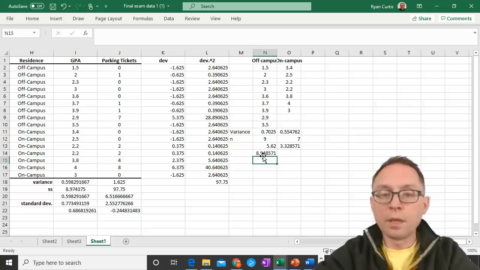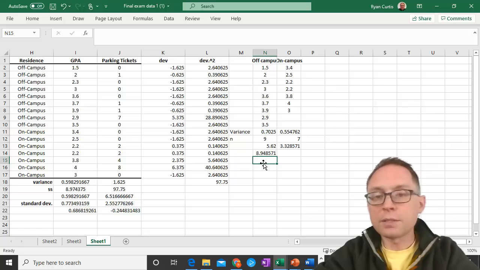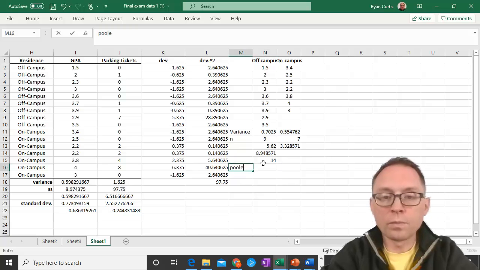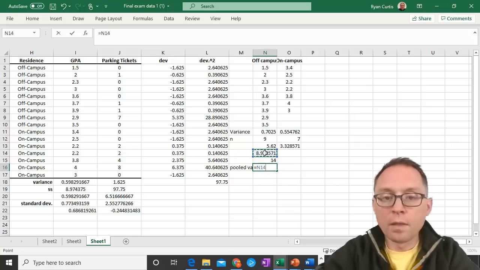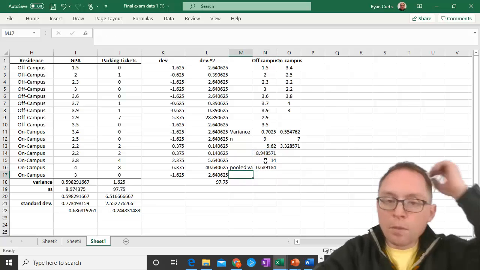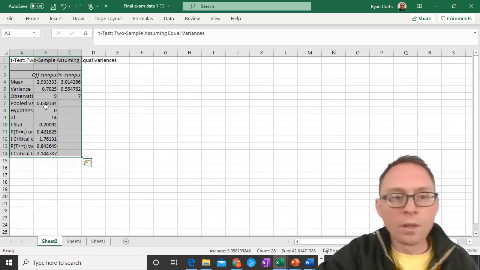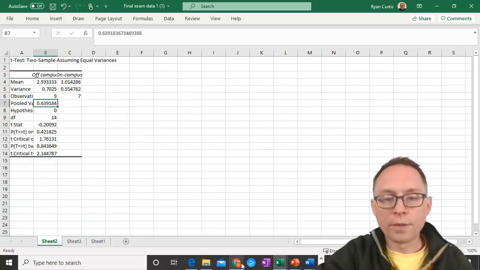Degrees of freedom is n sub 1 plus n sub 2 minus 2. So it's going to be 9 plus 7 minus 2. So it's going to be 16 minus 2 is 14. That means that the pooled variance is going to be this divided by 14. 0.64. Let's see if that's the same as what we calculated before. 0.64. There it is.